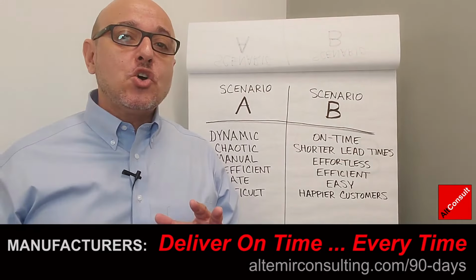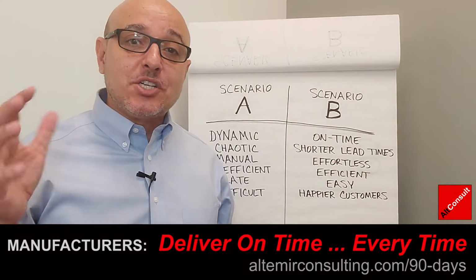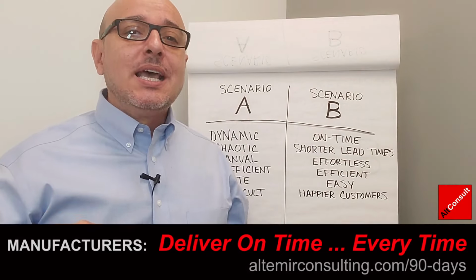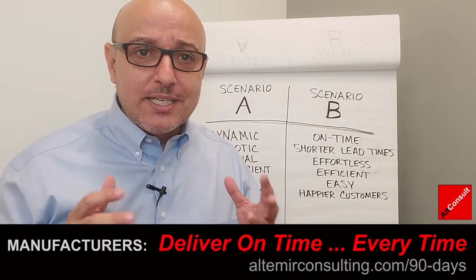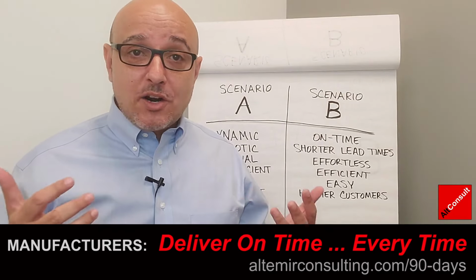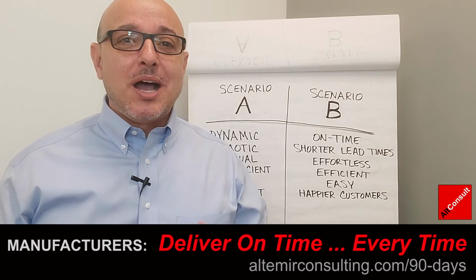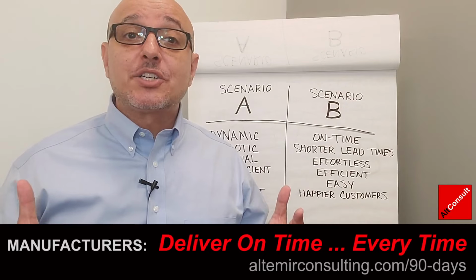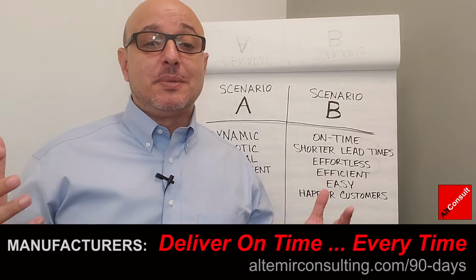What you need to know is that you can go from A to B, and you can do it in the next 90 days, and I'm going to show you how right now. And it doesn't matter if you're make to stock or make to order or engineer to order. It doesn't matter what industry you're in or what ERP you may have, because the essence of what I'm about to tell you applies pretty much to any manufacturer that makes a variety of products in a high mix environment.